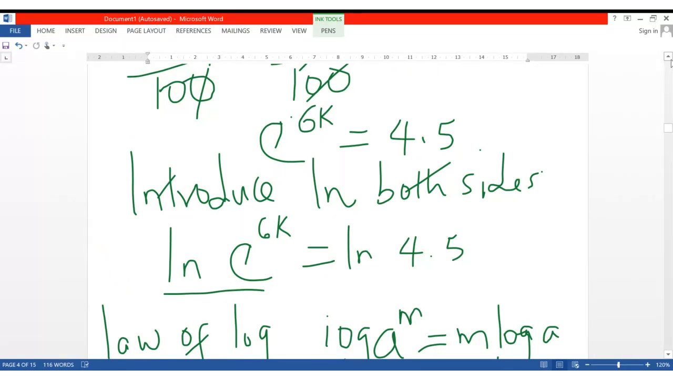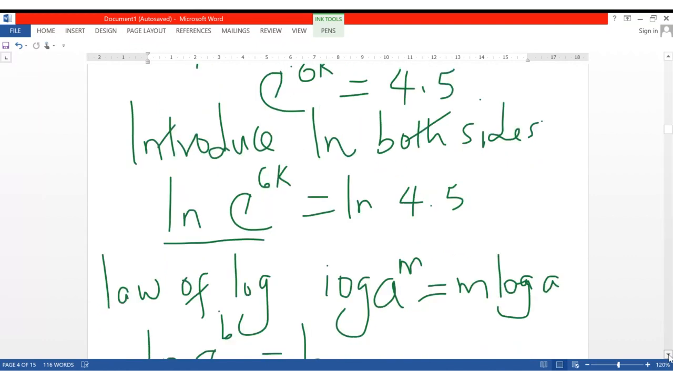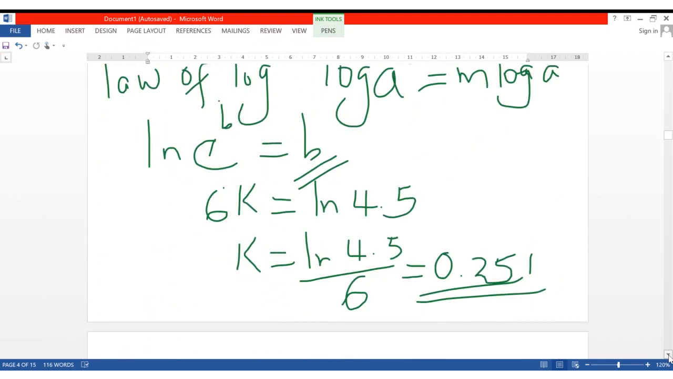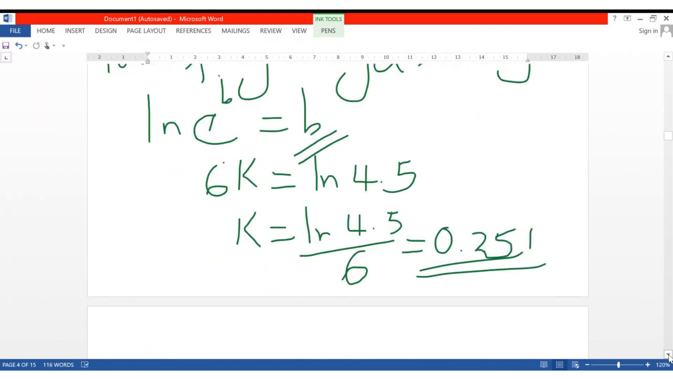So what I'm suggesting is that you introduce ln both sides, and you will just remain with the power, and the other side will remain with ln 4.5. When you remain with the power, it is easy, because you end up just dividing by 6 both sides to get the k. So that is the first example I wanted to do.